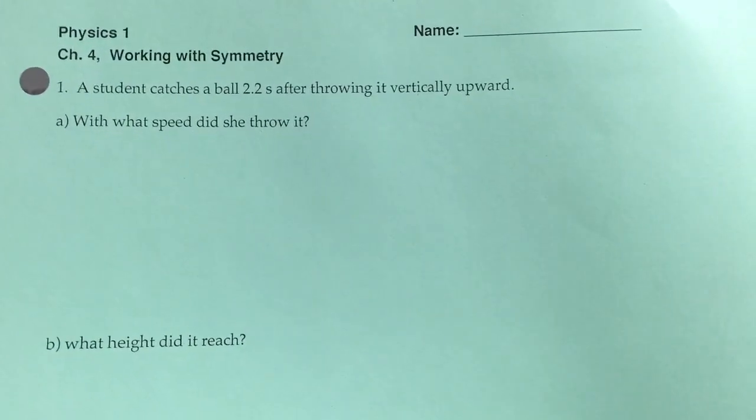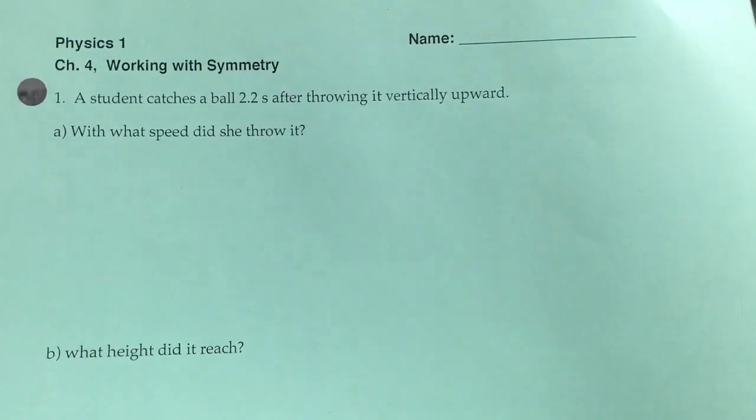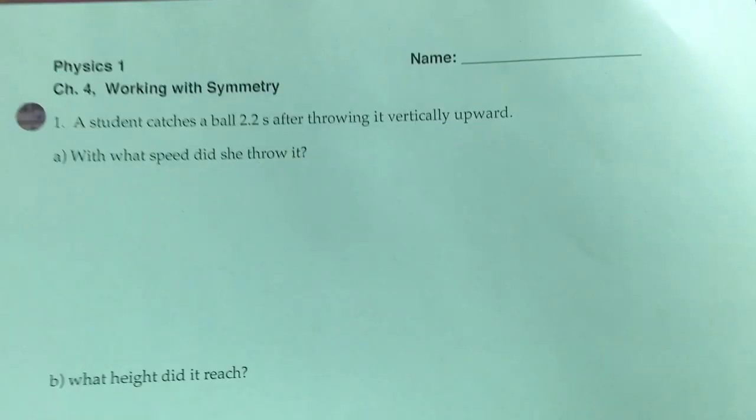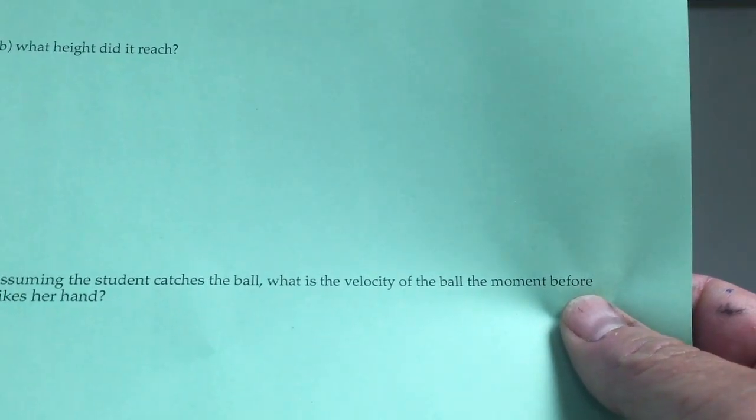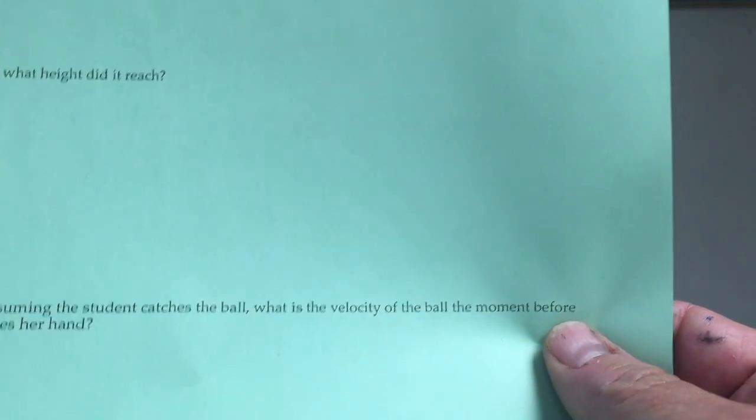It was how we introduced this. A student catches a ball 2.2 seconds after throwing it upward. How fast did she throw it? How high did it reach? Assuming she catches it, what's the velocity of the ball the moment before it strikes her hand?